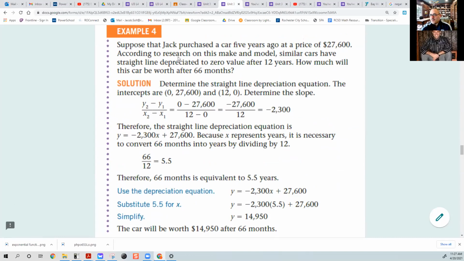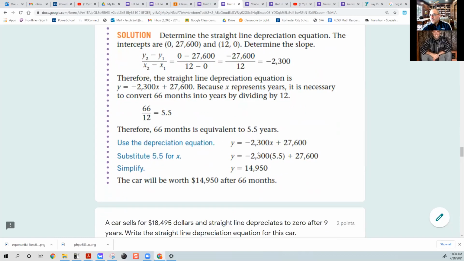All right, so here's the problem. We wanted to figure out the value of this car after 66 months. One of the problems was that 66 is in months and not in years. Therefore, we need to convert it into years in order to plug it into this equation. Before we can even plug it into the equation, we need to find the slope. We find the slope by the change in y divided by the change in x. We took the y values, subtracted them from each other, and divided by the x values subtracted from each other.